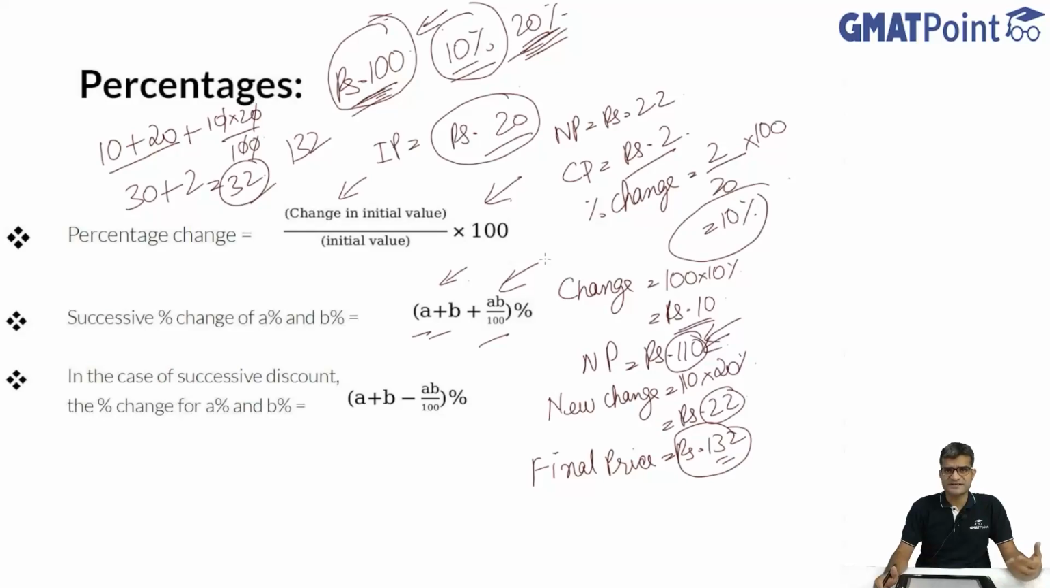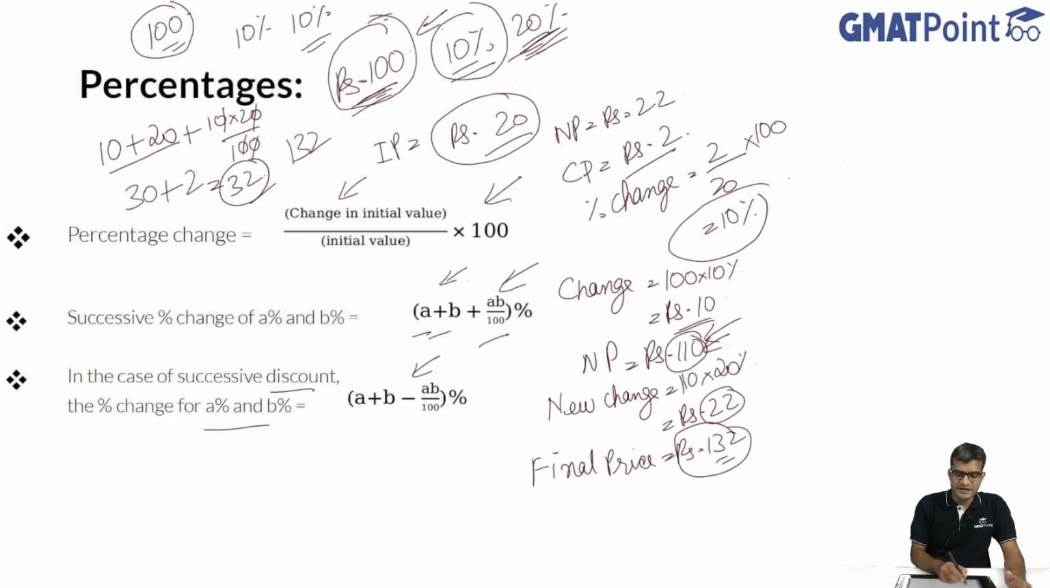Similarly, if you are told that there is a successive discount of A% and B%. Suppose you are initially told that the initial price is 100 and instead of increasing, there is a discount of 10% that is given and again another discount of 10% is given. What is the final price? You can then apply this formula. You can again do it step by step. If initially it is rupees 100 and a discount of 10% is given, discount essentially means the price is decreased by 10%.